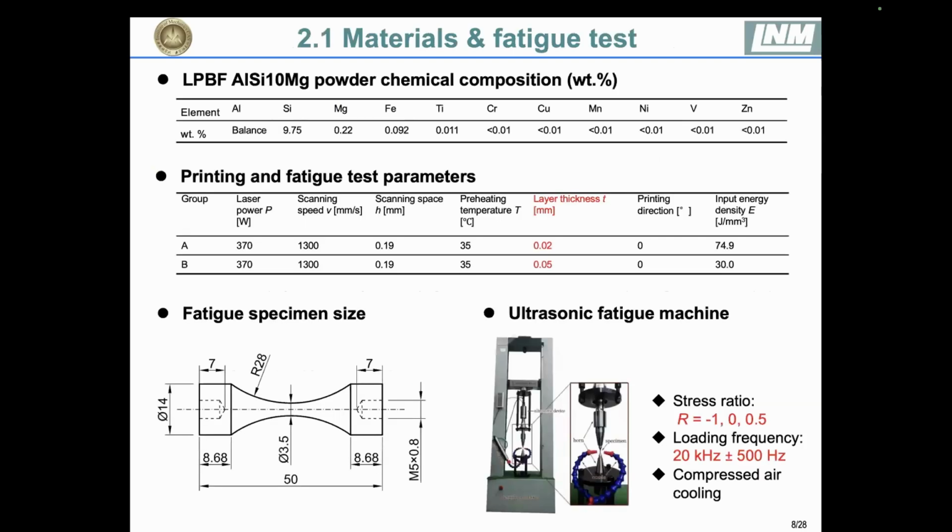The material we use here is a popular aluminum silicon alloy, and here are some parameters of the manufacturing process, including the input energy density. For the very high cycle fatigue test, we use ultrasonic fatigue testing because of its high frequency. Of course, the frequency effect should also be studied, and the stress ratio is also analyzed.